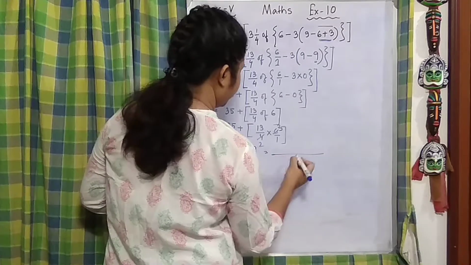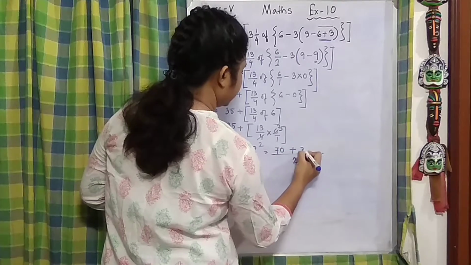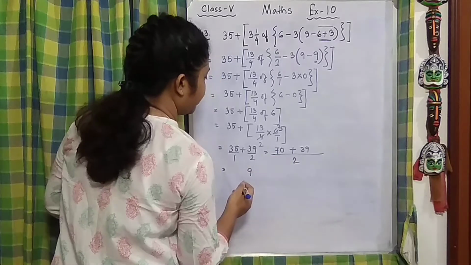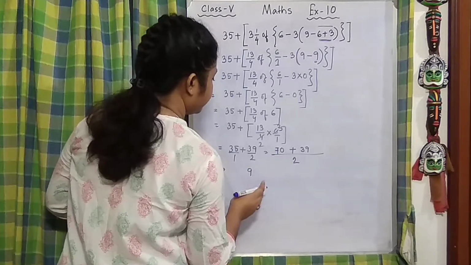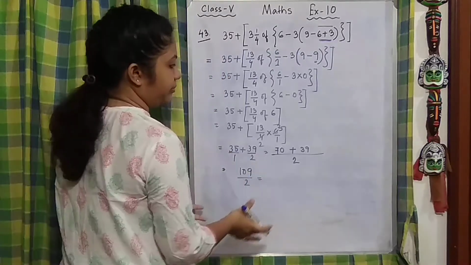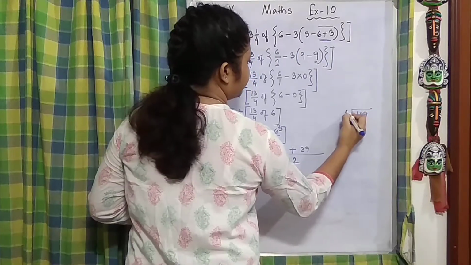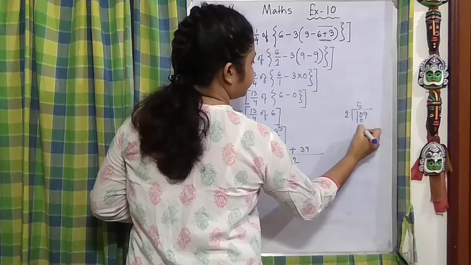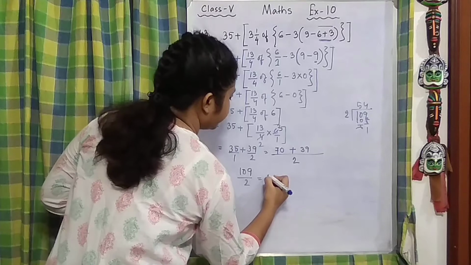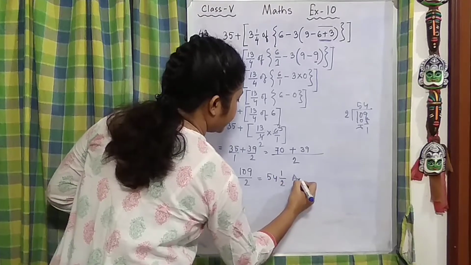Now 35 into 2 gives what? 70 plus 39. So here after addition we are going to get 109 by 2. Now we cannot keep them like this. So we are going to take out its mixed fraction form. So 2 5s are 10, 2 4s are 8. So 1 is remaining as the remainder. So here 54 1 by 2 is the answer.